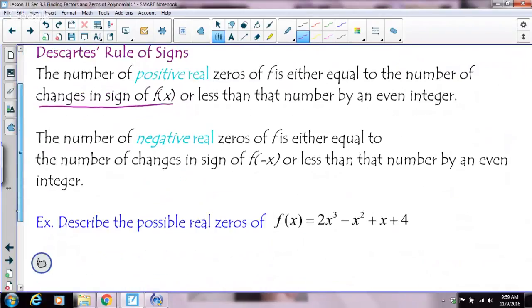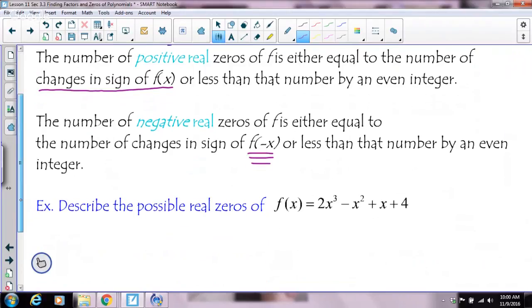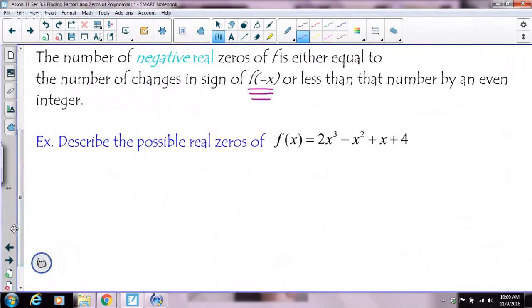Now, the number of negative real zeros of f is either equal to the number of changes in sign of f of negative x or less than that number by an even integer. So to figure out the positive real zeros, you just count the sign changes of the original function. To find the negative real zeros, you substitute in negative x, and then you count the sign changes. So describe the possible real zeros of f of x equals 2x cubed minus x squared plus x plus 4.